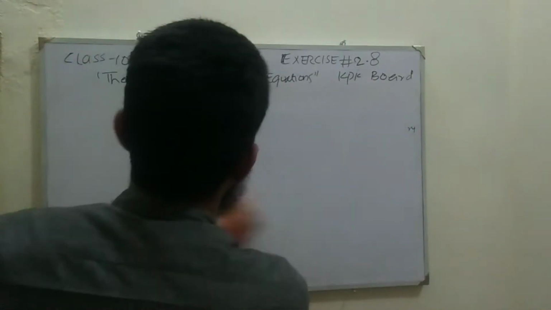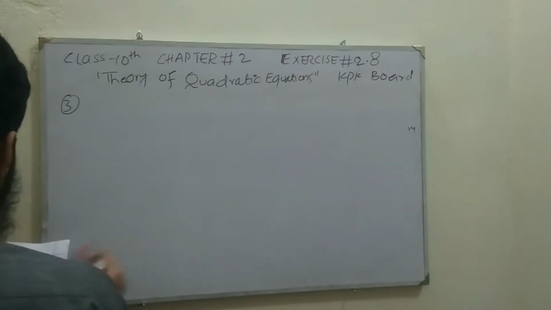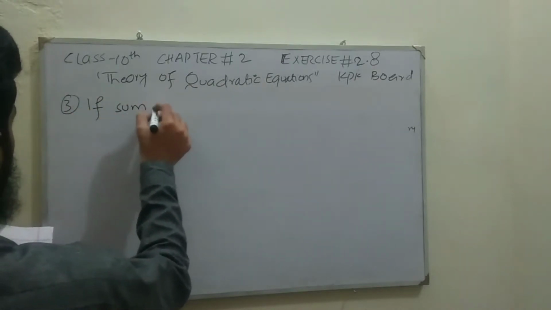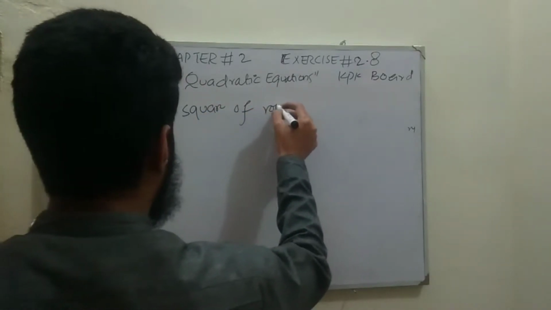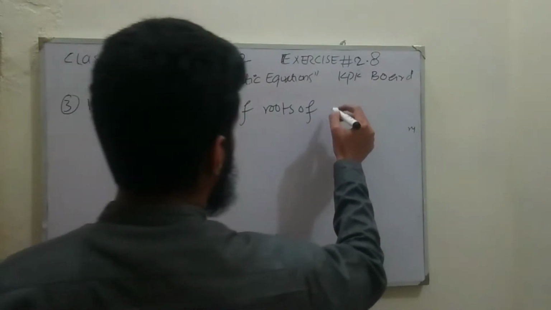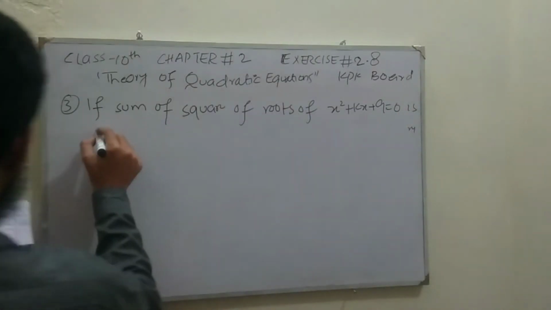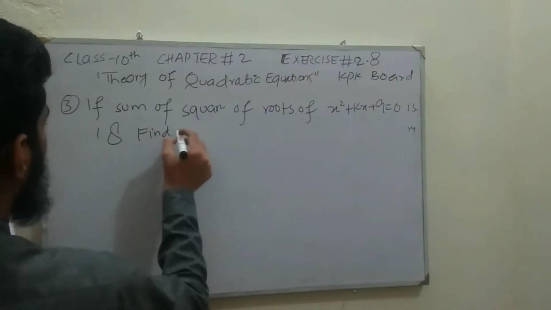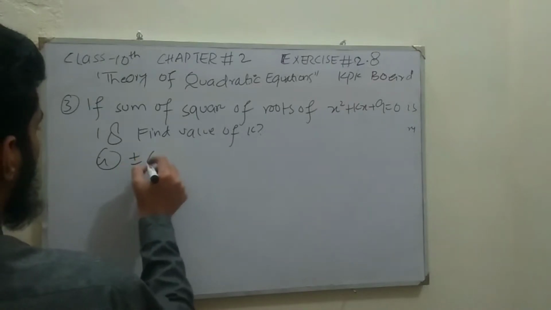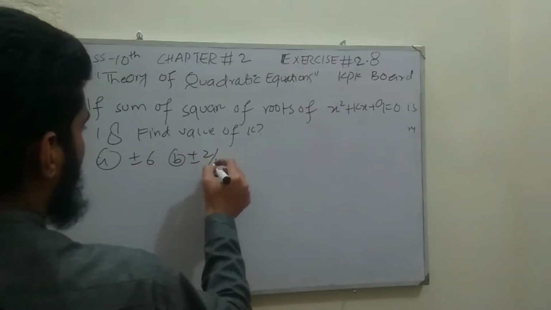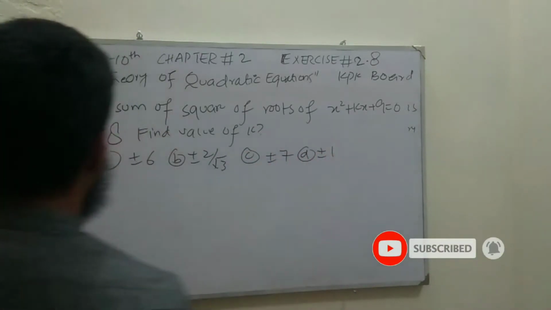Move to the third question of this exercise. If the sum of the squares of the roots of a quadratic equation which is x square plus kx plus 9 is equal to 0 is 18, find the value of k. Option A is plus minus 6. Option B is plus minus 2 divided by under root of 3. Option C is plus minus 7, and the last option is plus minus 1.